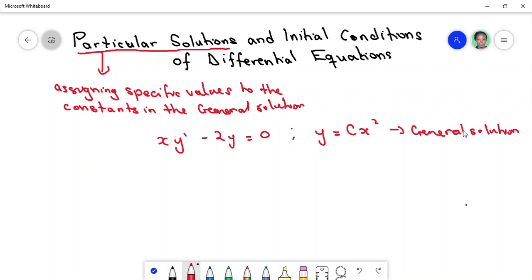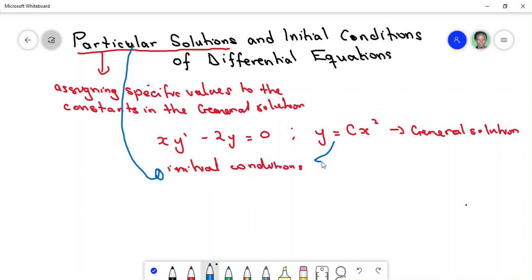Now, to find the particular solution, what we want to do is assign a value to the constants in the general solution. So we introduce initial conditions here. That means that the particular solutions are going to be obtained from this general solution and the initial conditions which you are given.